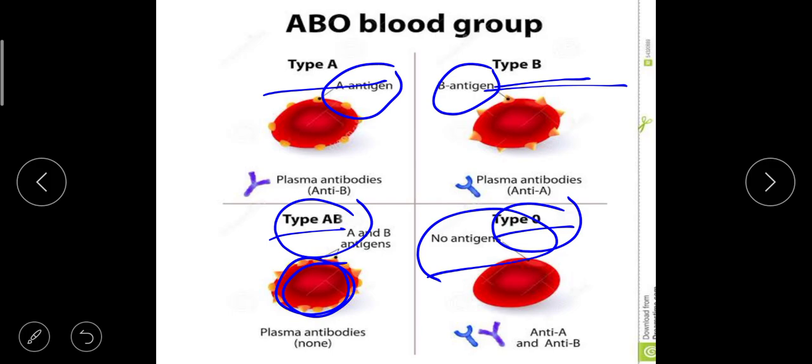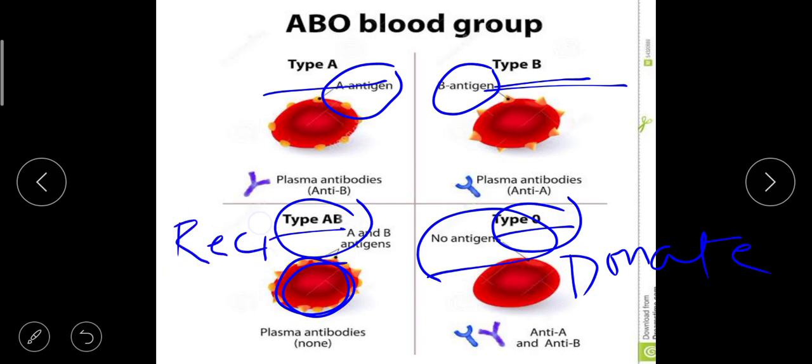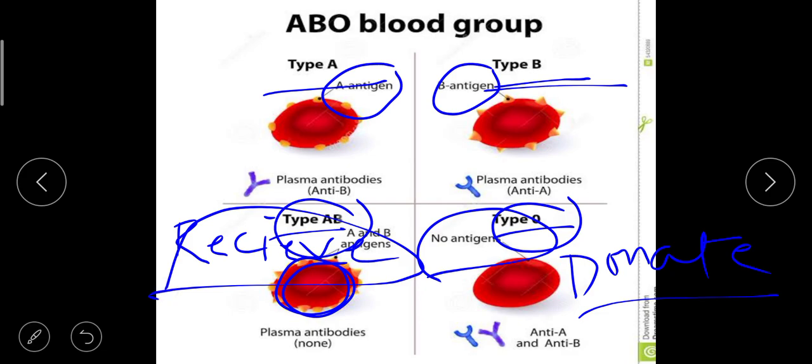Now see, a person with the blood group O can donate blood to a person with any other blood group, whereas a person with the AB blood group can accept or receive blood from a person with any other blood group. So O can donate, or AB can receive, blood from any other blood group. That means blood group O is called a universal donor and blood group AB is known as universal acceptor or receiver.